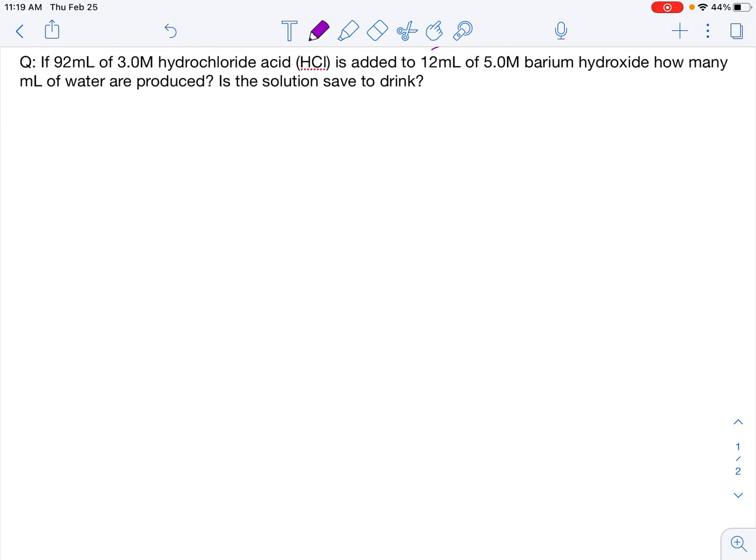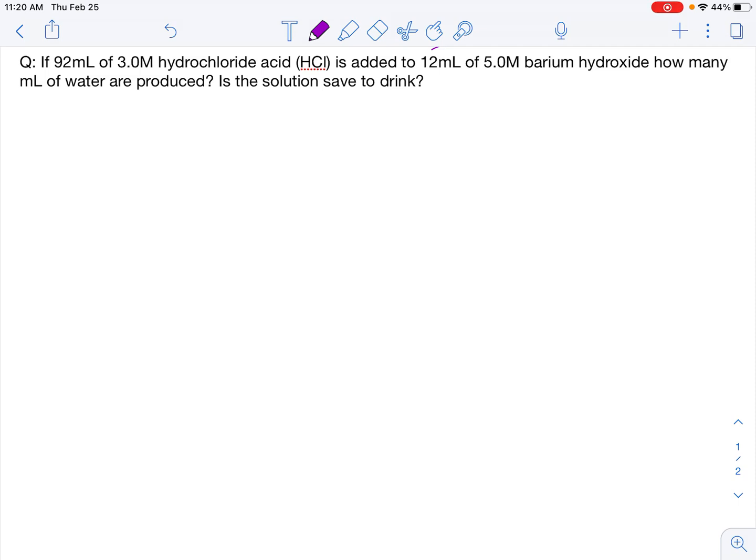So here we have a question. If 92 milliliters of a 3 molar hydrochloric acid, HCl, is added to 12 milliliters of 5.0 molar barium hydroxide, how many milliliters of water are produced? Is the solution safe to drink? So right away, you should never drink anything in chemistry, but we'll talk about why this is a question on here, and hopefully it'll make sense to you.